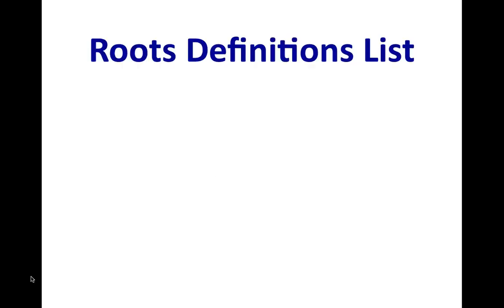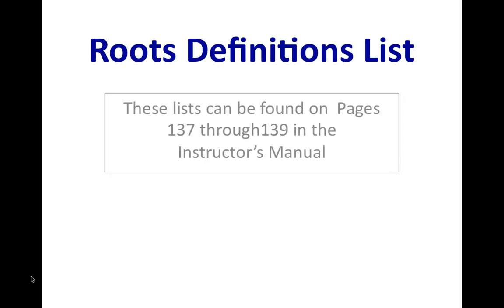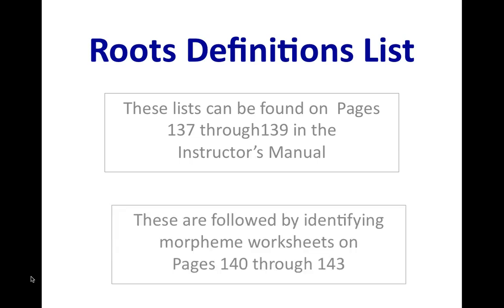As you work with your students on roots, you will be using roots definitions lists found in the appendix section of your manual. The lists can be found on pages 137 through 139. They can also be found in the shared folder. You will want to make copies of these for your students as you conduct practice activities with them. You will also find some identifying morphemes worksheets on pages 140 through 143, where students will use the L mark and the backwards L mark to separate the prefixes and isolate suffixes, and then they can underline the roots in the words that they see.